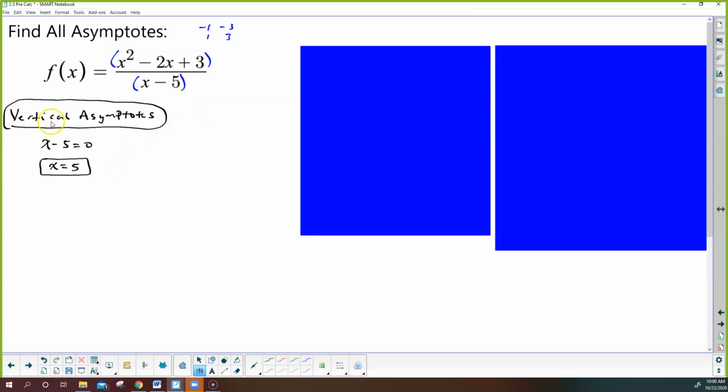All right, so here's my vertical asymptote. I know if I was to draw a graph at x equals 5, I would have a dotted line going vertically. So let's try horizontal. Now, there doesn't have to be vertical or horizontal asymptotes. We have to check, but it's not a guarantee that they're going to exist.